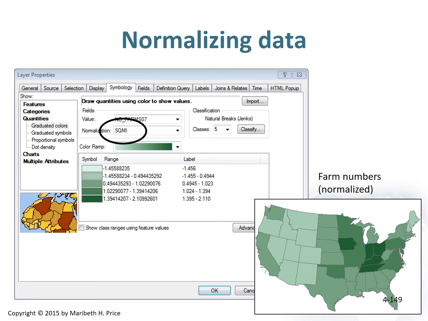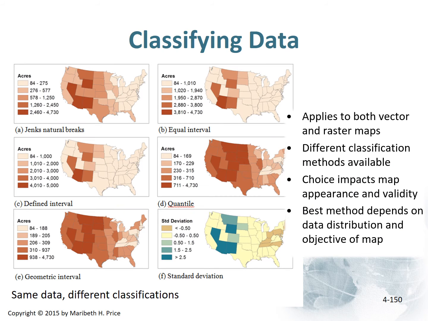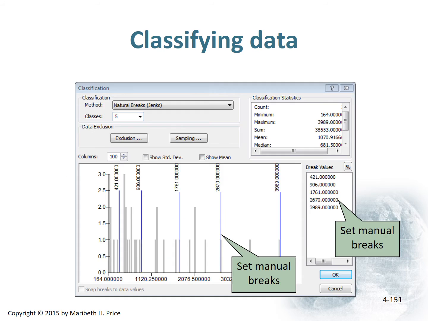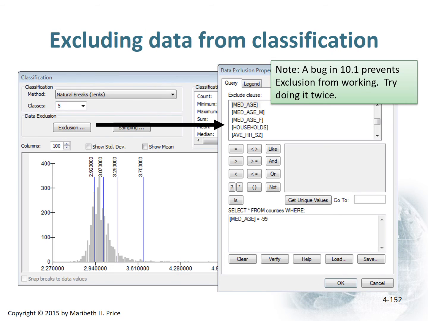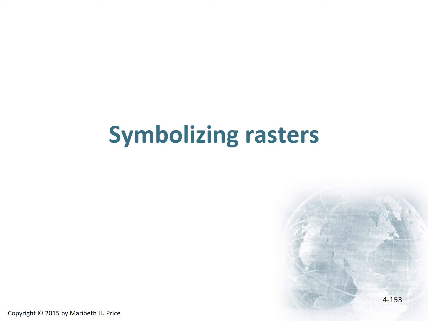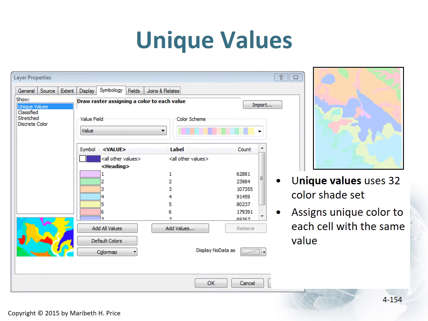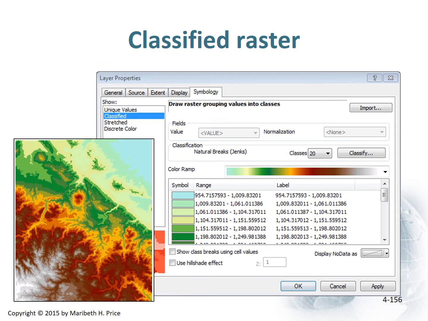Normalizing data. This is just an example of how you can use something like square miles to normalize the number of farms to get a farm density number, which helps avoid map. Classifying data. Again, you need to be able to explain in some detail what each of these mean and how to classify it, how you can exclude some data from that, and how you symbolize rasters, unique values, discrete colors, or you can classify, use the same techniques we've been talking about, things like Jenks natural breaks.